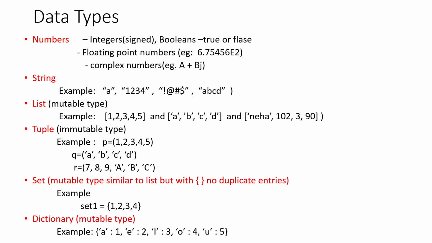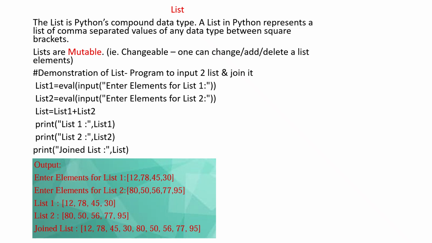So name A is a name, its value is 1. E is the name, and in this example 2 is the value. Like that you can assign the name value pairs in the dictionaries. Lists, we will see one by one in detail.